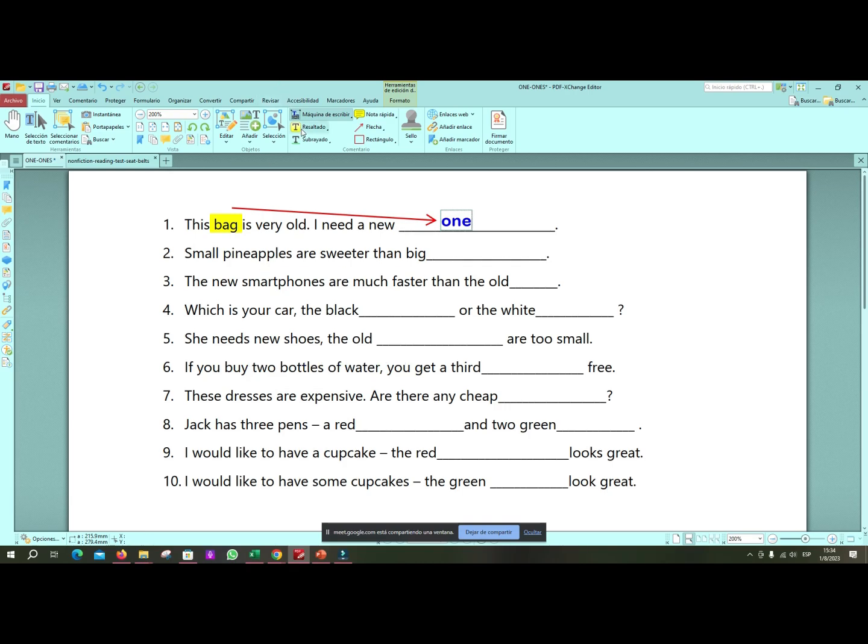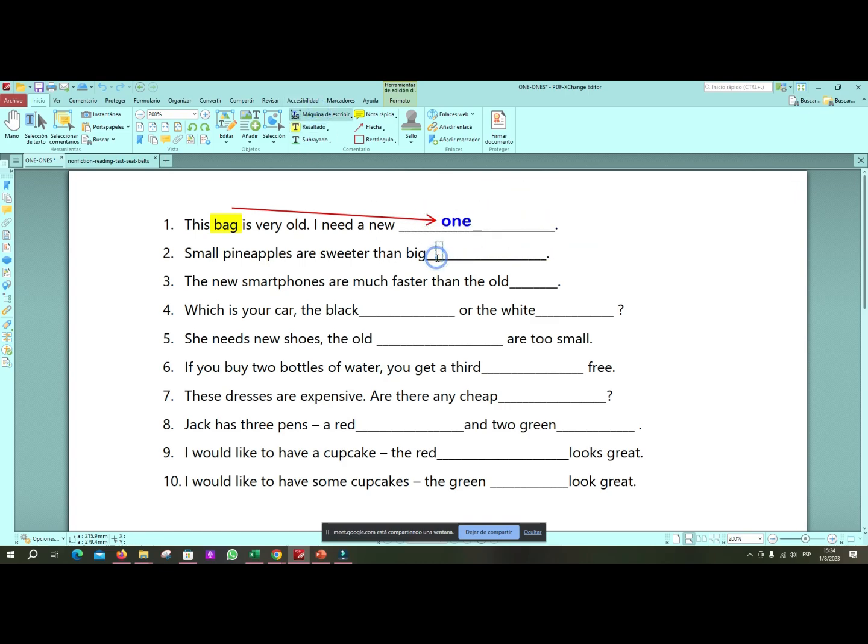Let's see this one. Number 2 says: small pineapples are sweeter than big, what? In this case.